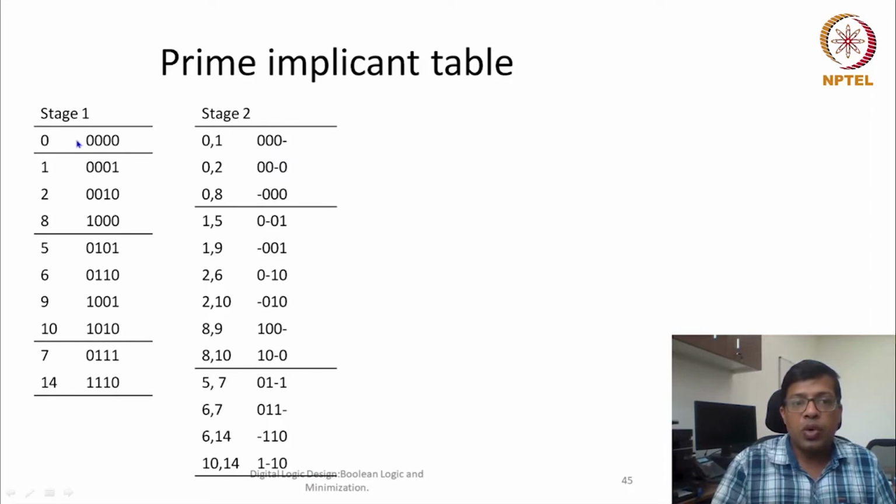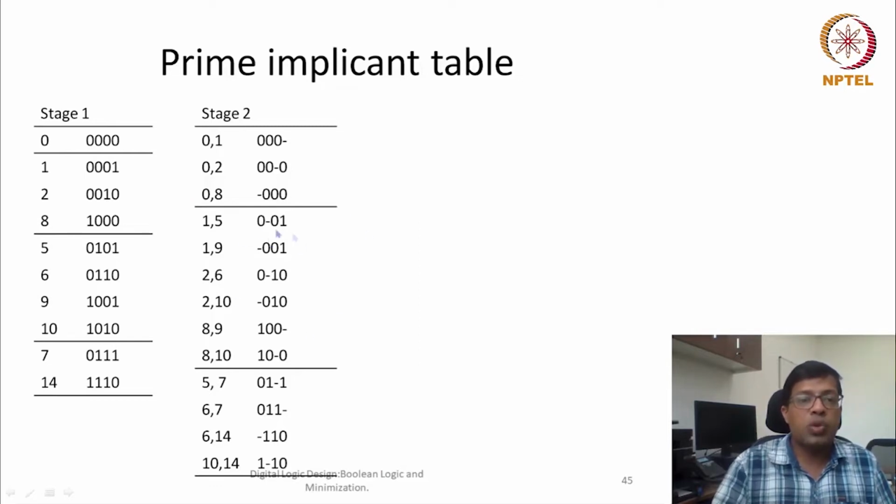So for example, 0 and 1 could be combined, so we'll write a pair 0 and 1, and 0 0 0. Because 0 and 1 both are present, this can be removed and we replace it with a dash. Similarly, 0 and 2 can be combined, and 0 and 8 can also be combined. With this, because now all the mean terms of group 0 have been compared with all the mean terms of group 1, we are done with the first group of stage 2.